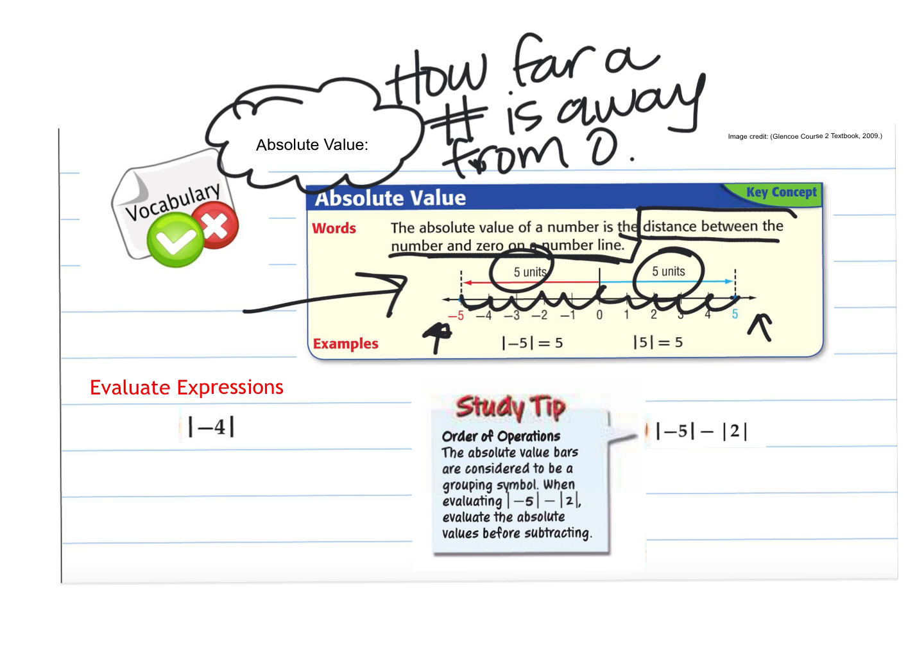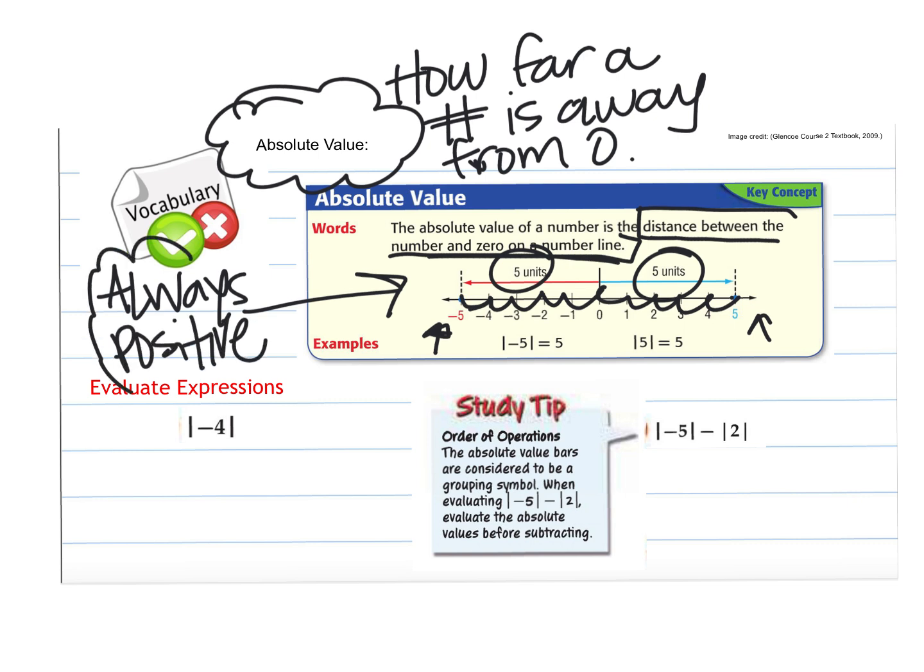So absolute value is always positive. This is something that you want to write down and circle. The absolute value of a number is always positive because it's talking about the distance it is away from 0. It can't really be a negative distance away.